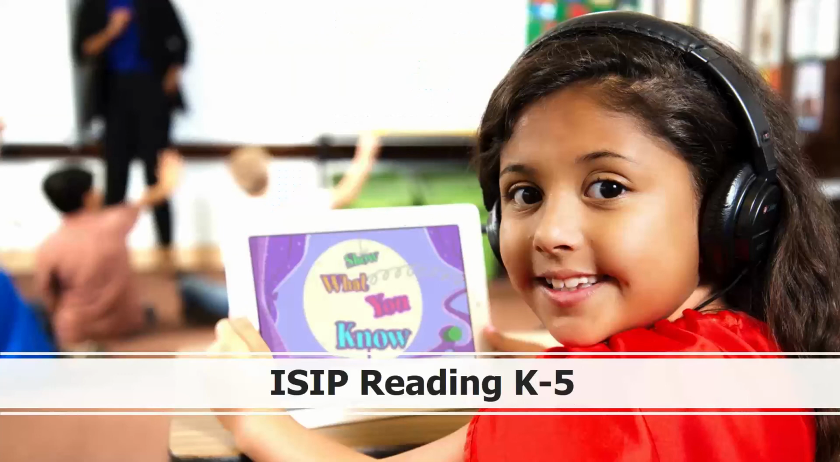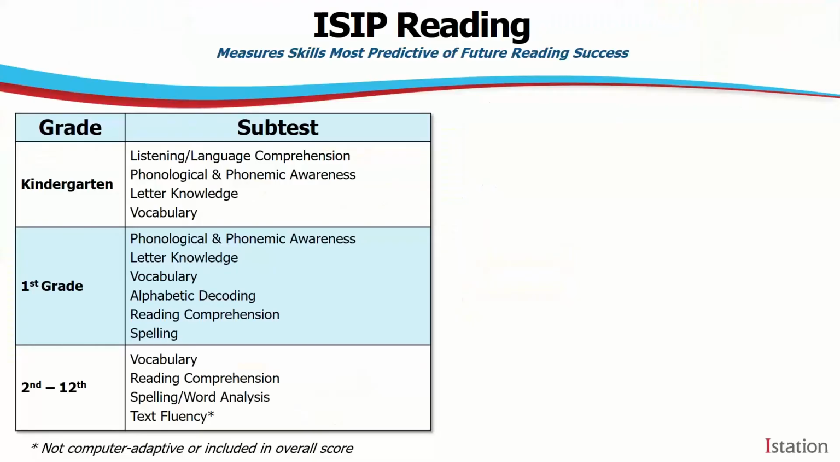So the first piece, again, we talked about ISIP. How does that work? And again, for those of you that are K-3, you're very familiar with how the ISIP assessment works. But for those of you that are fourth grade and fifth grade teachers, this is brand new to you. And so to give you an understanding, ISIP really examines those reading skills that are most predictive of future reading success in students. So we're measuring progress in each of the individual areas of reading instruction to provide you with a comprehensive snapshot of a student's reading ability.